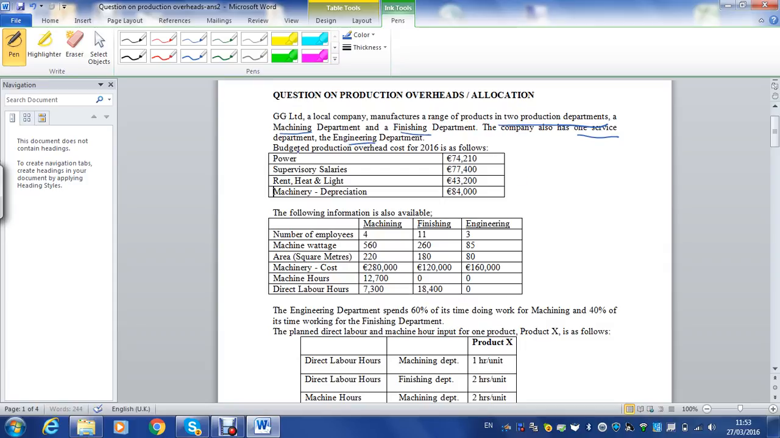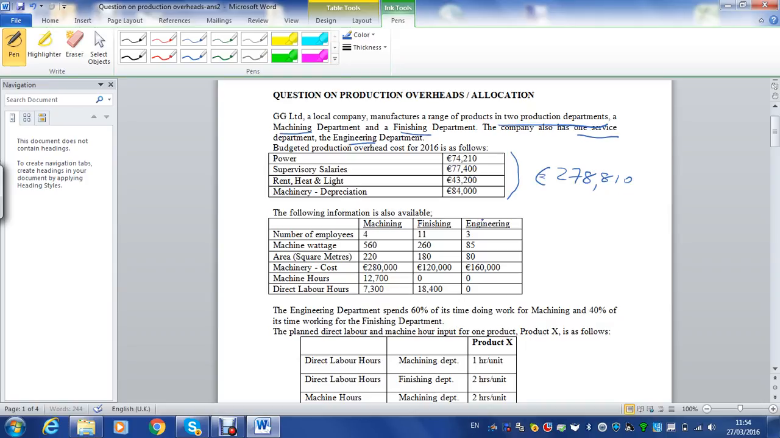Now, the next thing it talks about is budgeted production overheads. Again, this is budget or planned costs, and these costs here, if we add them together, come to 278,810. We're getting out the calculator. The next thing, we have some other information, and the idea is to get all these costs and to allocate them between machining, finishing and engineering.